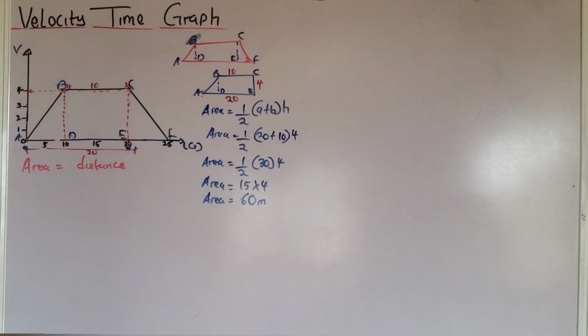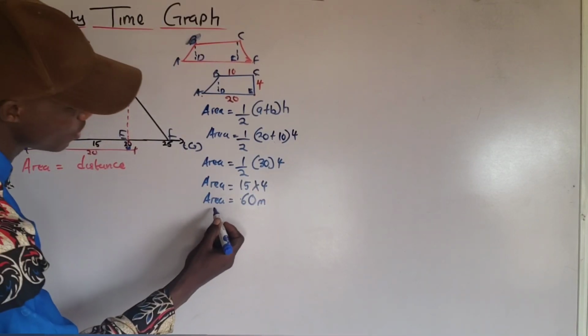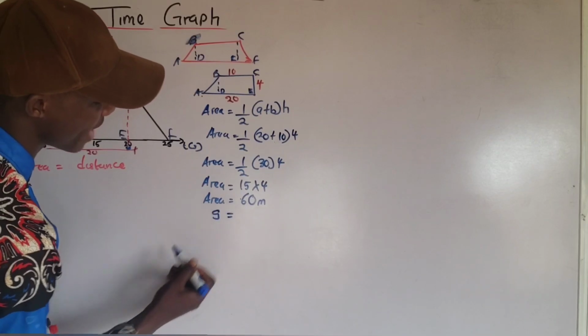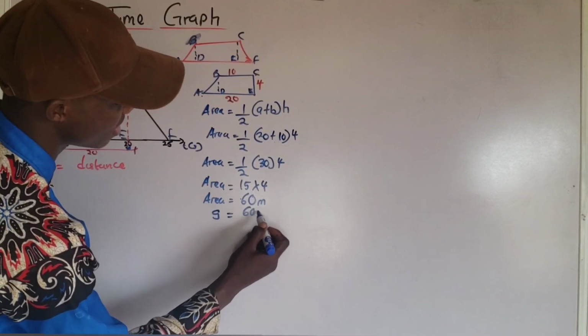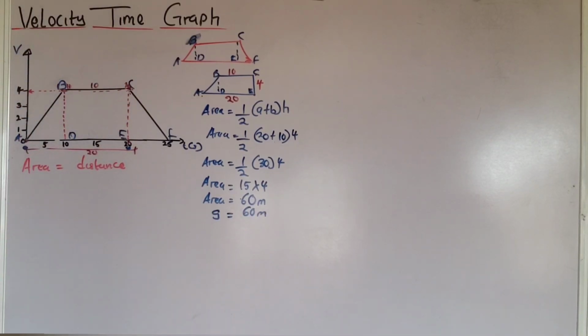So the area, that is the distance, now you change it. The distance is equals to S. S is equals to 60 meters, which is the distance that the body covered in 20 seconds. Do you understand? Okay, so that is the solution to that question. Now let's proceed to the second question.